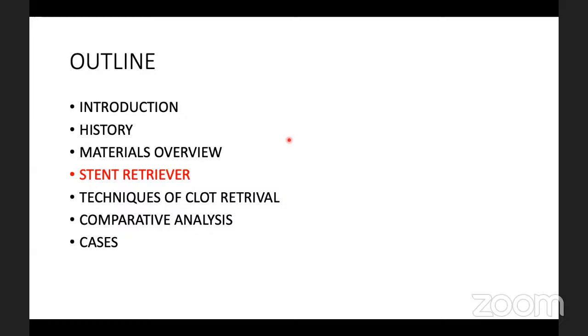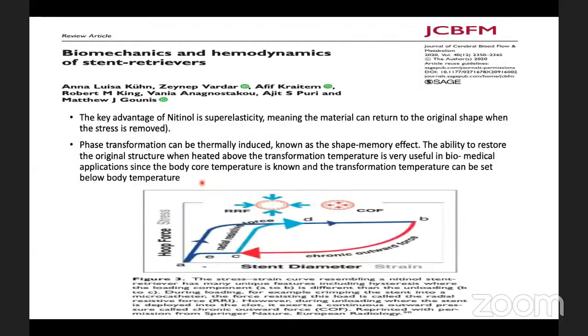So having seen the basic material, we'll come to the main armor, the stent retrievers. So why the stent retrievers? Why do they have a special property? Because all the stent retrievers are made up of nitinol. So what is nitinol? Nickel, titanium, Naval Ordnance Laboratory. So it was developed and produced there. It has a property of super elasticity. What is super elasticity? It means it can return to the original shape when the stress is removed. So it has a shape memory effect.